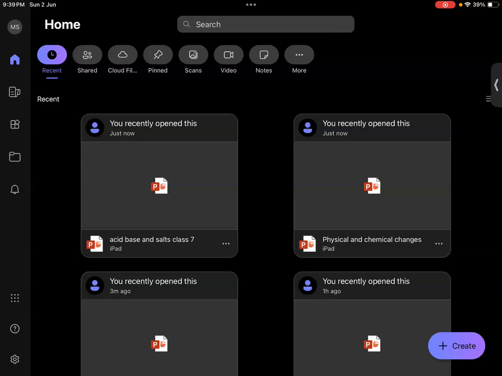Apart from synthetic indicators, we learned about some natural indicators also. Can you give me some examples of natural indicators? What are the natural indicators which we have? There were so many. Turmeric can be used as a natural indicator. Very good. Apart from turmeric, any other examples?